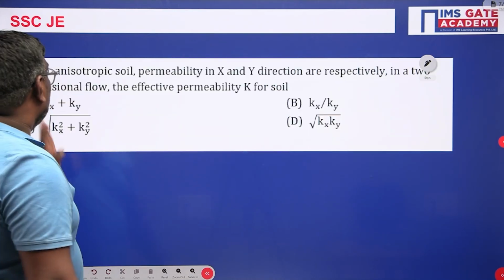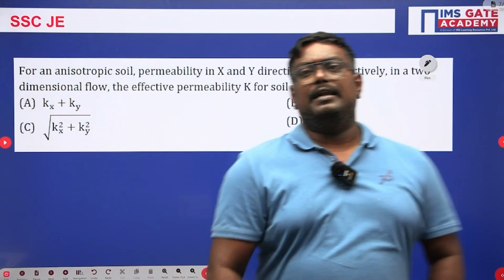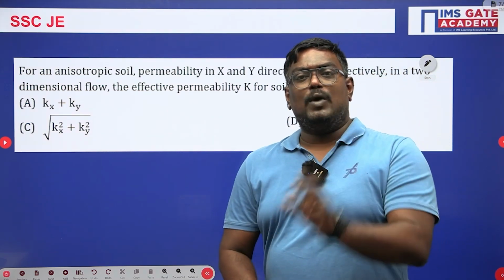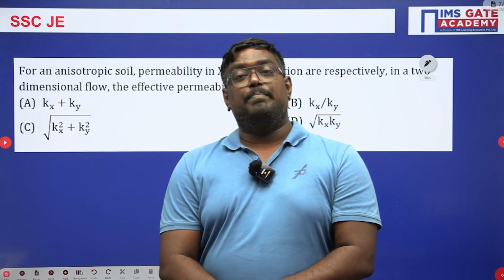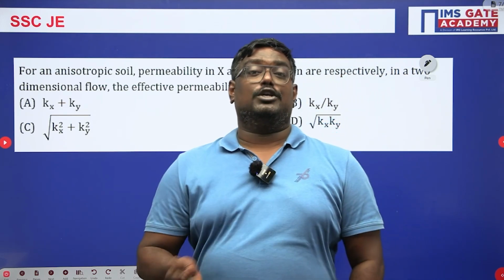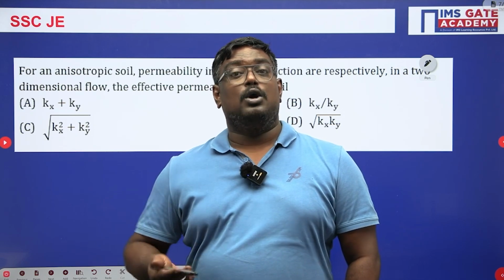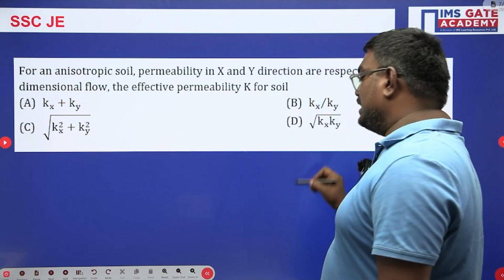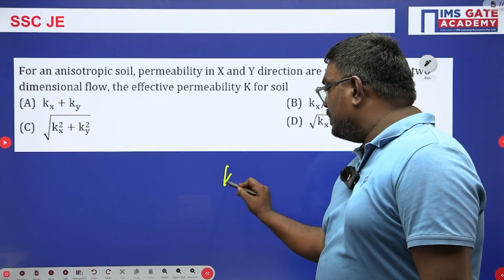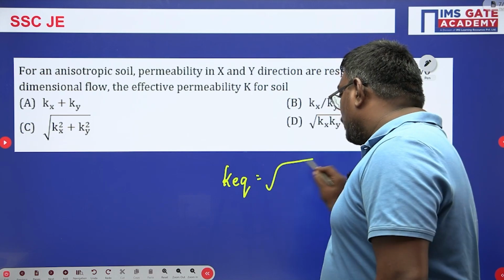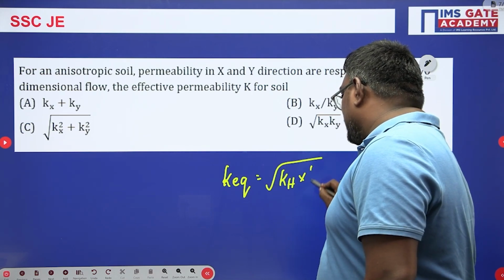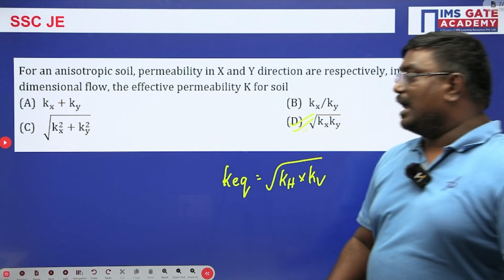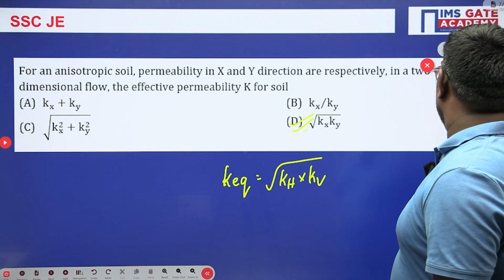Now my dear students, in an isotropic soil, the permeability in x and y directions are given. What is the effective permeability? Now see students, usually in horizontal flow, the discharge will be a summation, and in vertical flow, the discharge will be the same and the head will be a summation. Now this is a direct formula. The equivalent permeability is nothing but the square root of horizontal permeability multiplied by vertical permeability. Here they have notated them as Kx and Ky. So option D is the right answer. I hope you are clear with this.